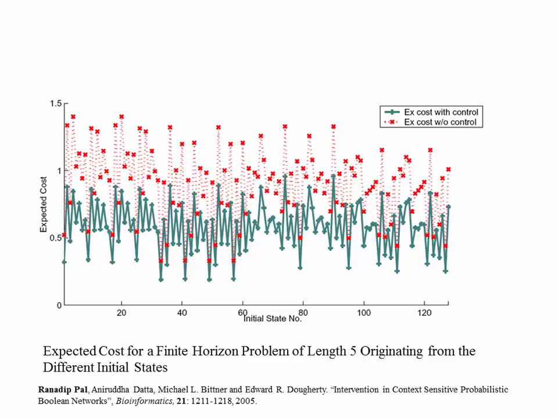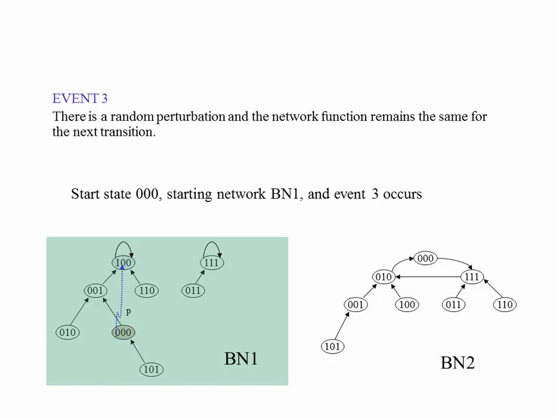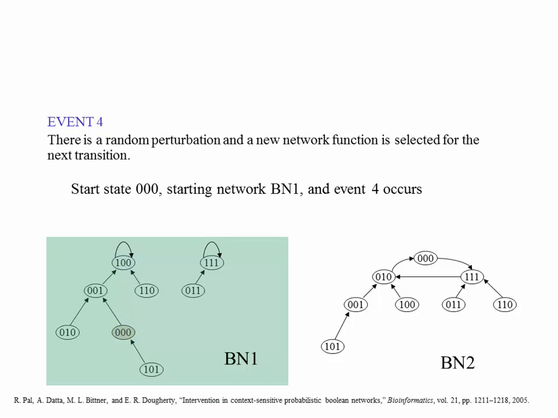Yeah, that's one of the possibilities over there. Let's see. Random perturbation, okay. Yeah, see, it's possible. Maybe he didn't even exhaust all the possibilities. But see here, we are not talking about transition. We are saying there's a random perturbation and a new network function is selected. But somebody can say that there's no perturbation and a new network function is selected. It can happen.